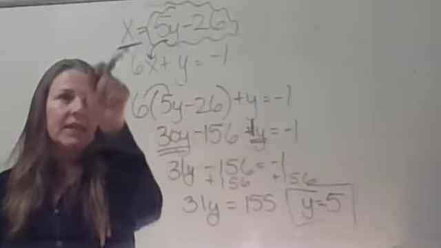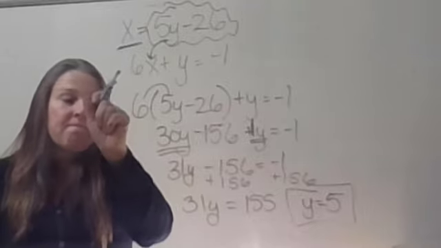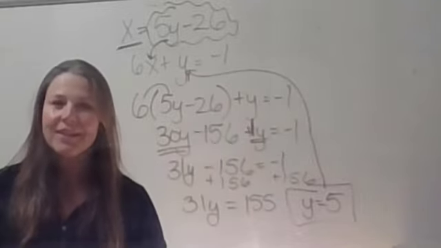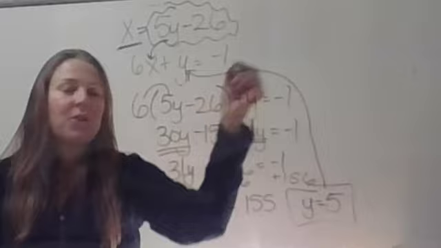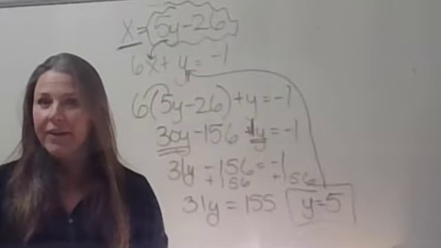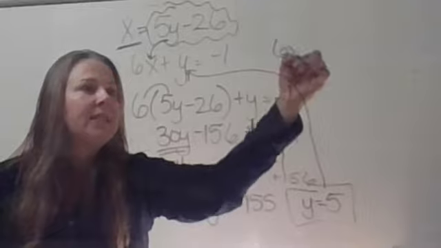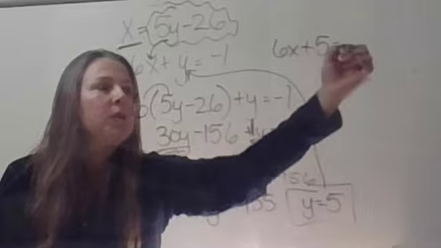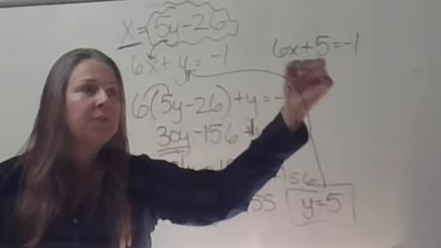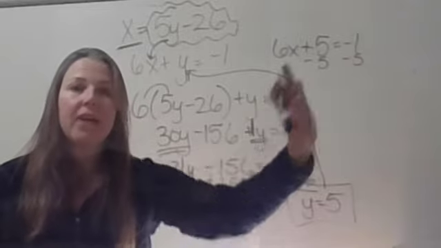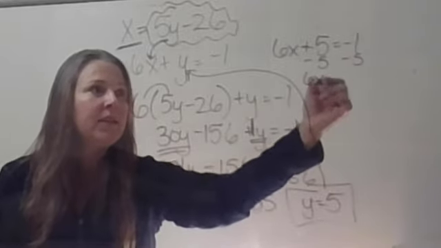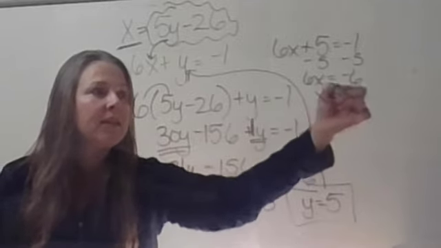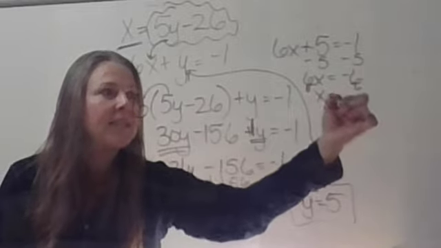Which of these seems easier to plug 5 in for y? I'm thinking that the bottom one's actually easier to plug 5 in for y. You could plug it into the top one, and then we can compare answers in just a minute. So 6x plus, this time our y is what our substitute is, equals -1. So in order to solve for x, we need to put the numbers together on the opposite side of the equal sign. So 6x is equal to -6. And then when you divide by 6, -6 divided by 6 is -1.